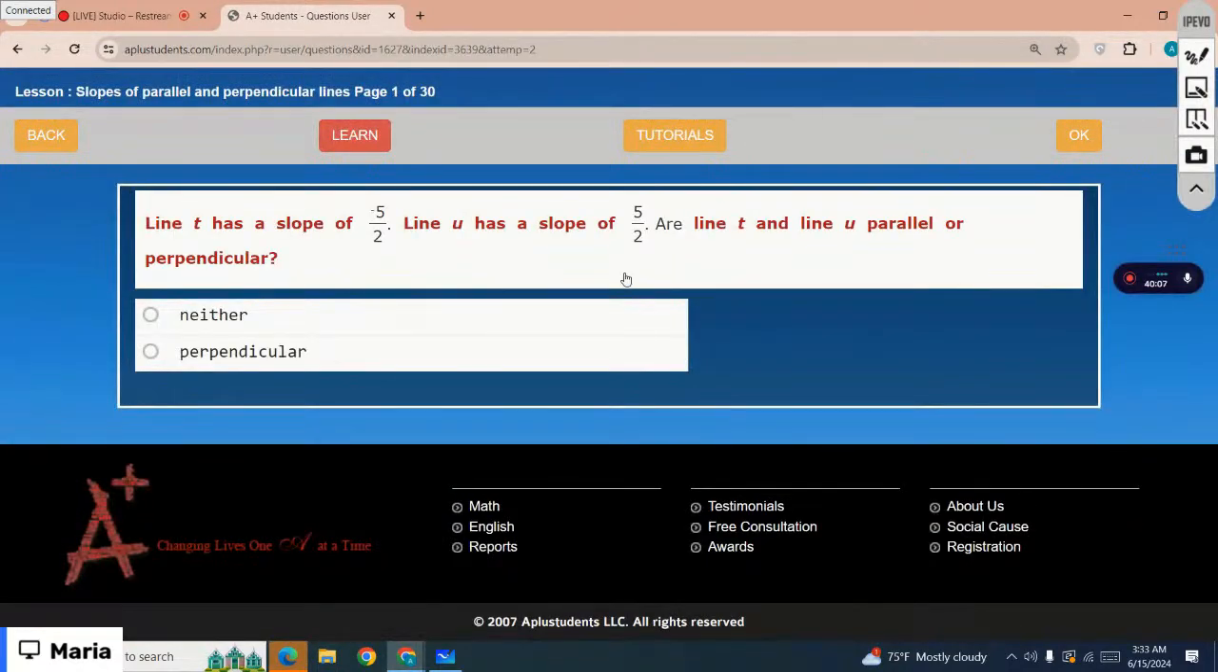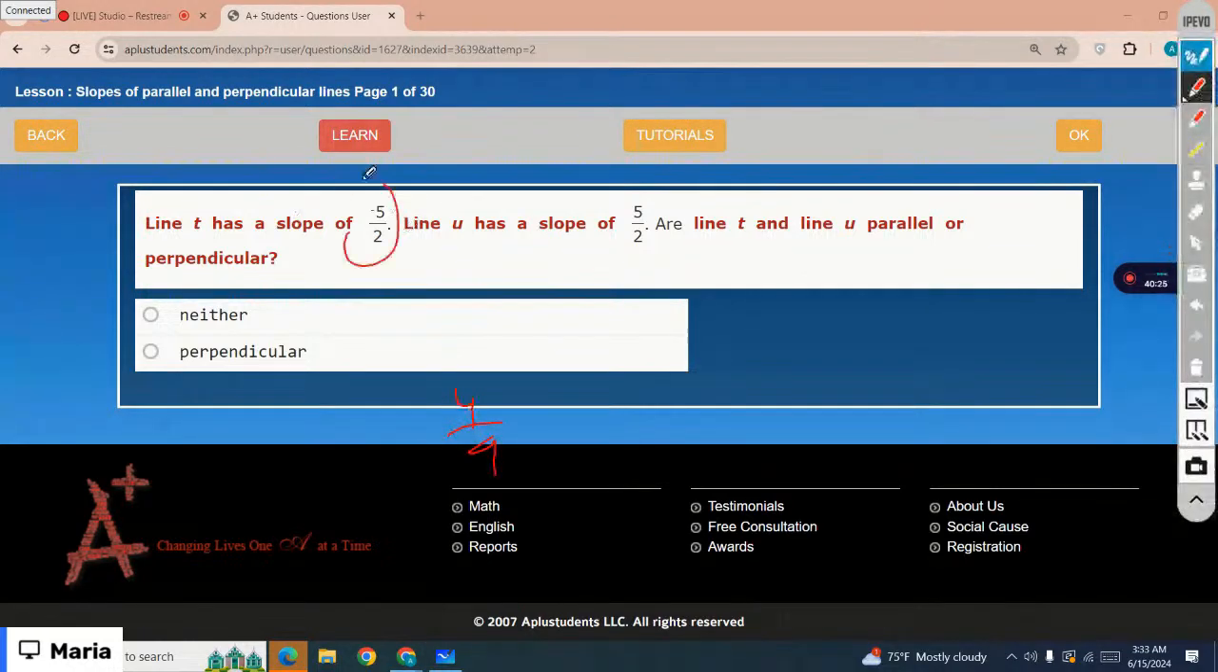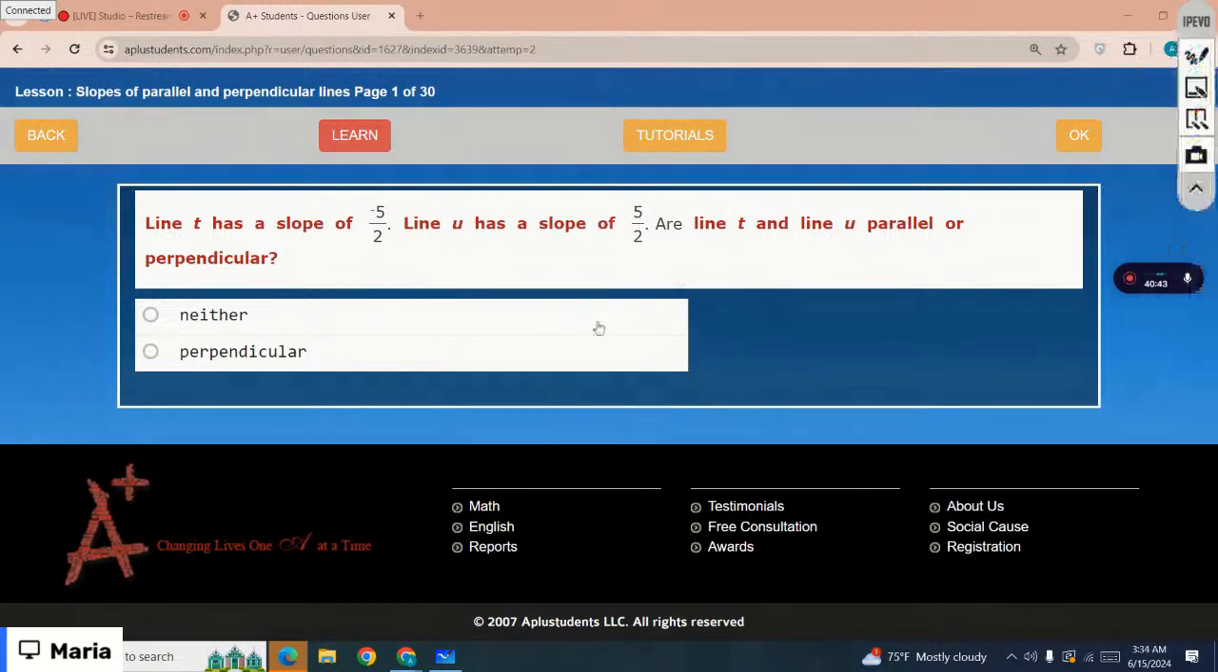Line T has a slope of negative 5 over 2, and line U has a slope of 5 by 2. Are lines T and U parallel or perpendicular? You have to look at the slopes and tell whether they are parallel or perpendicular. Here you have negative 5 by 2, and here you have 5 by 2. The slopes are not the same, so they are not parallel. This is a negative slope but not the negative reciprocal. That means they are neither parallel nor perpendicular. The correct option is neither.